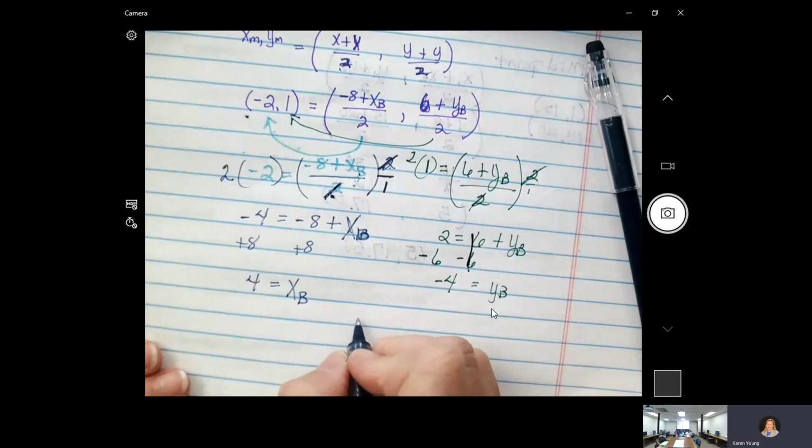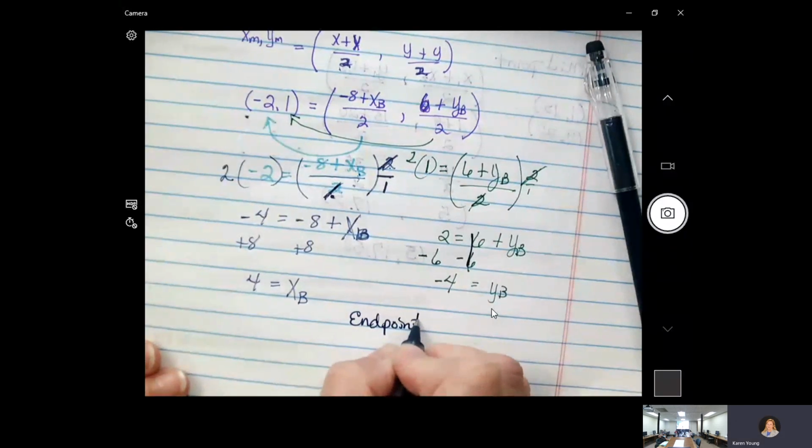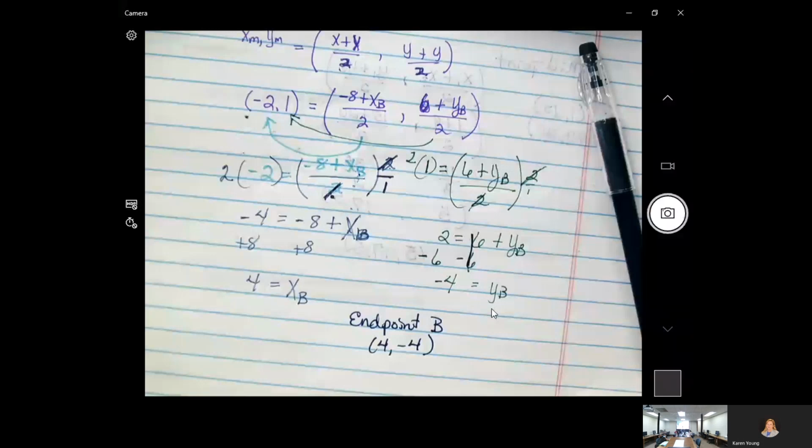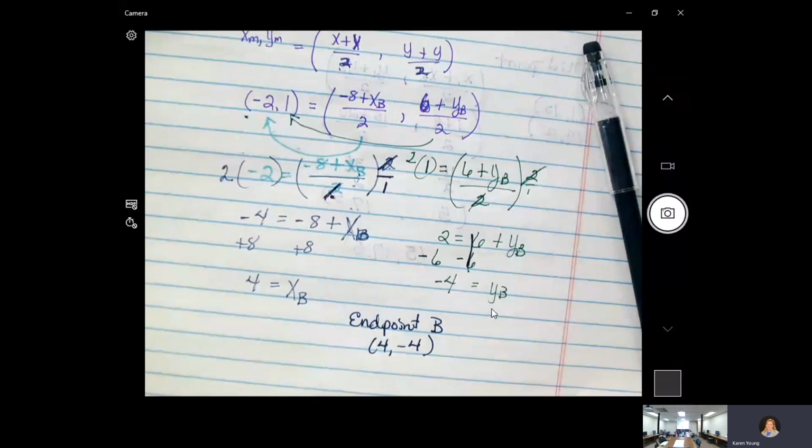So then my endpoint for B is 4 and negative 4. So if you're given an endpoint and a midpoint, and you're looking for that other endpoint, you're going to set it equal to your midpoint. Okay, are we good?